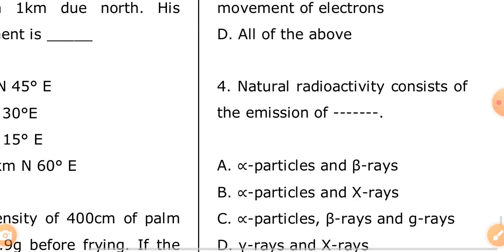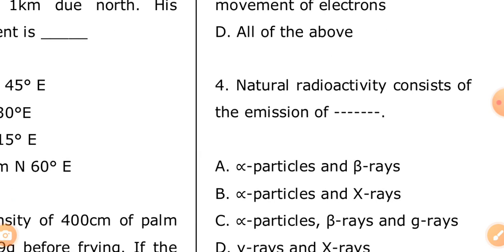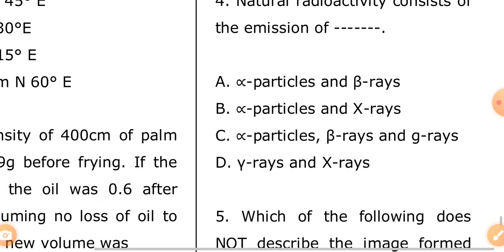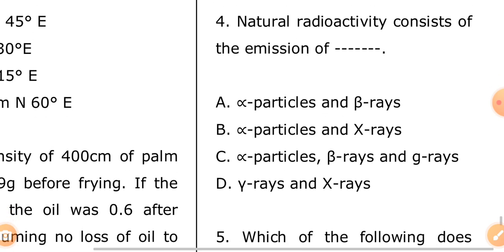Question number 4. Natural radioactivity consists of the emission of A. Alpha rays and beta rays. B. Alpha particles and X rays. C. Alpha particles, beta particles and gamma rays. D. Gamma rays and X rays. The answer is C. Alpha particles, beta particles and gamma rays. Right? Okay, that is question number 4.